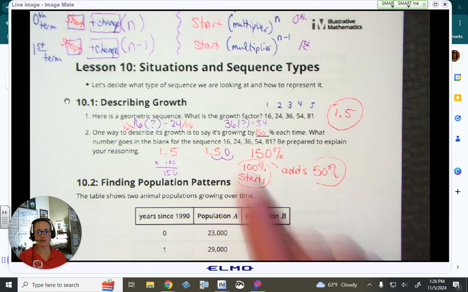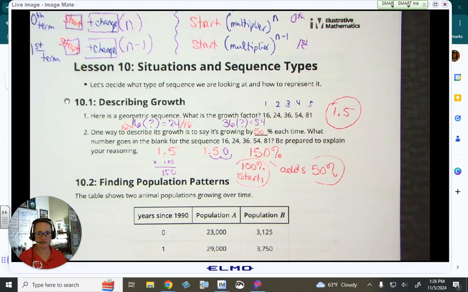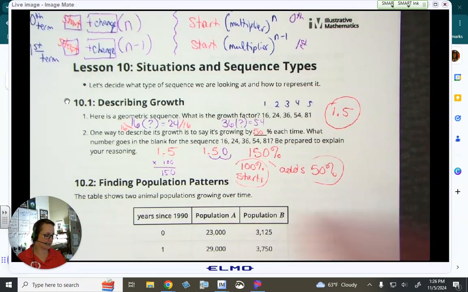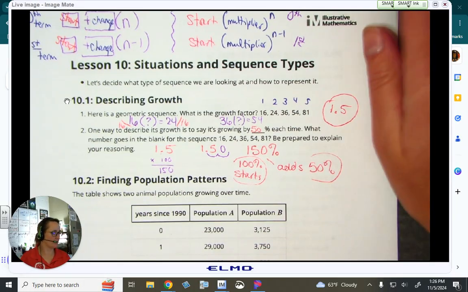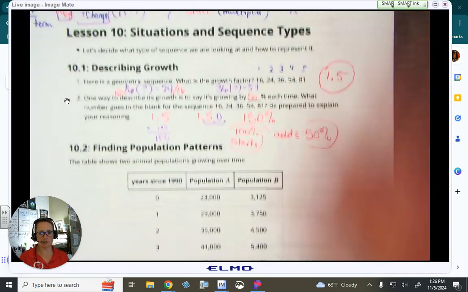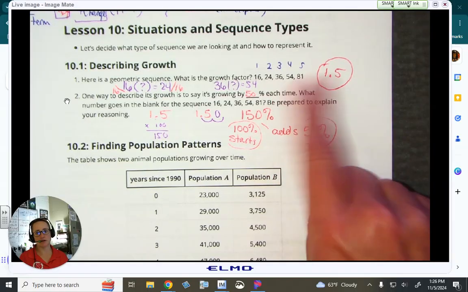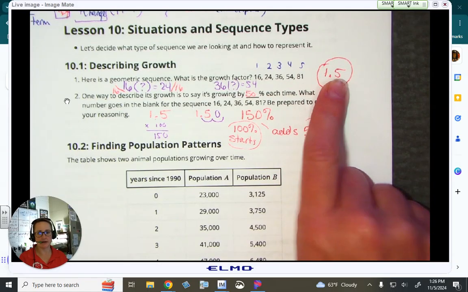So just a reminder that we can take a decimal, multiply it by 100 to get a percentage. We can take a percentage, divide it by 100 to make it a decimal. And then we use that decimal as our multiplier. Just like up here, 1.5 was our multiplier.